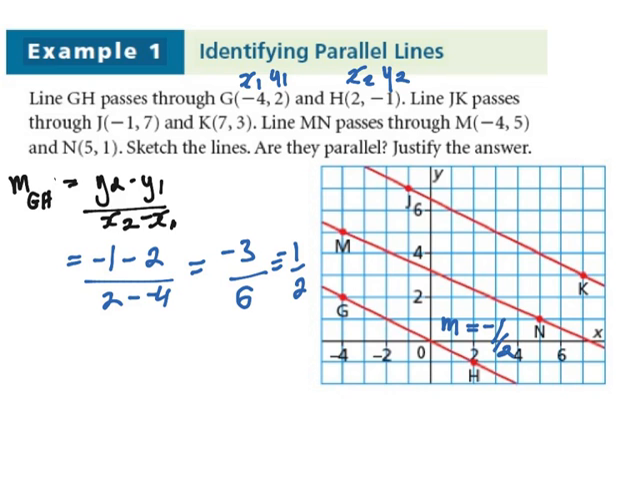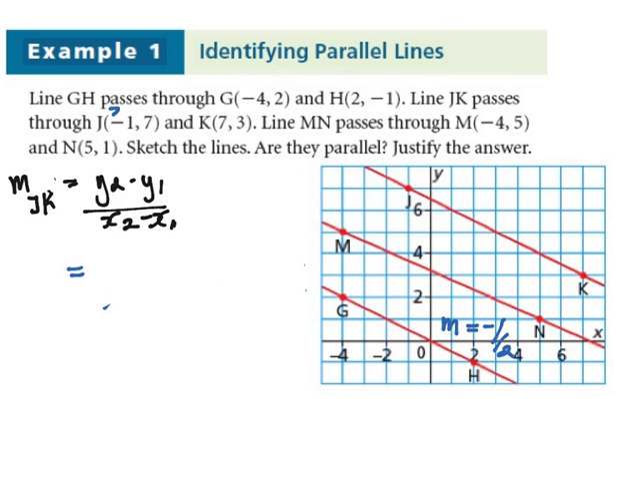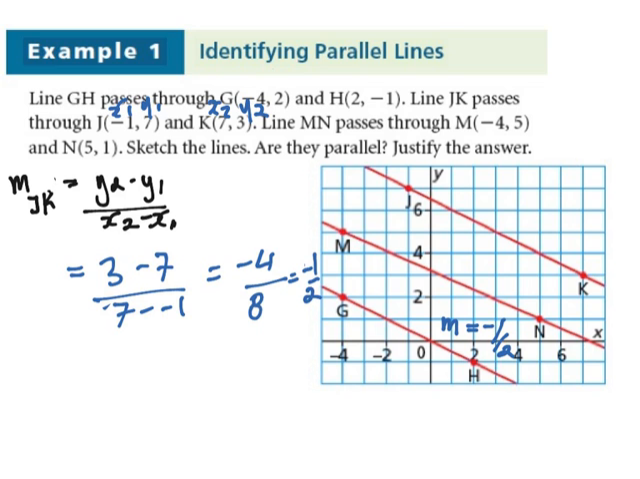Now the next part is to solve for the slope of JK. Again, we need to label it x1, y1, x2, y2, and we plug it into our slope formula. So we have 3 minus 7 over 7 minus -1. On the numerator side, we have -4 over 8, and therefore we have -1/2. So now we have a slope for JK of -1/2.